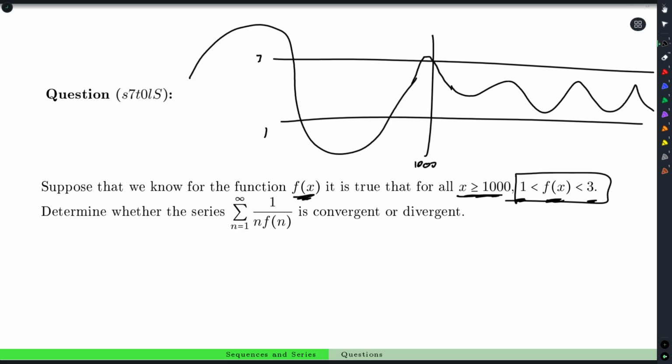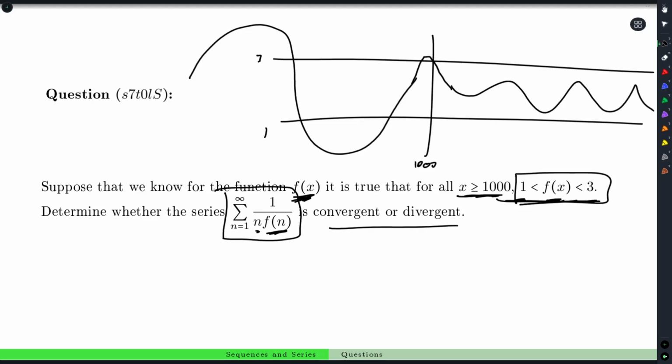All right. So continuing on, determine whether this series here, the sum from n equals 1 up to infinity of 1 over n times f of n, so taking the whole numbers n and plugging them into this f function, which we don't have a formula for, but we do understand some of its behavior, is convergent or divergent. Okay.